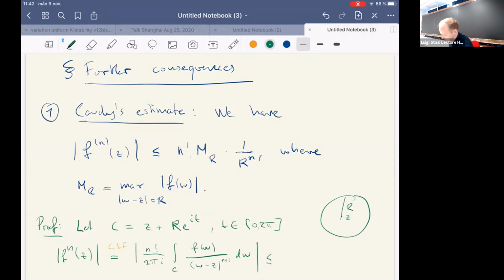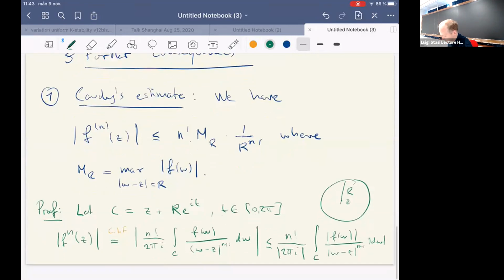And then we do exactly what we did earlier: we put the absolute values inside the integral. So the absolute value of 2 pi i will be 2 pi. Okay, but let me put it like this for now. The absolute value of f of w, I put the absolute value everywhere, including on this measure, which will now be the length measure.